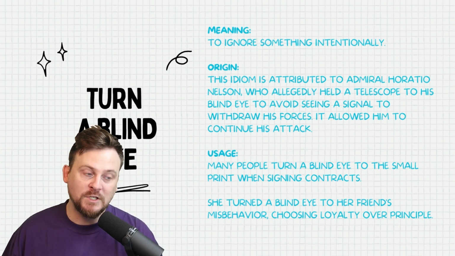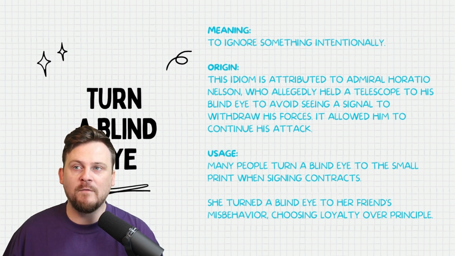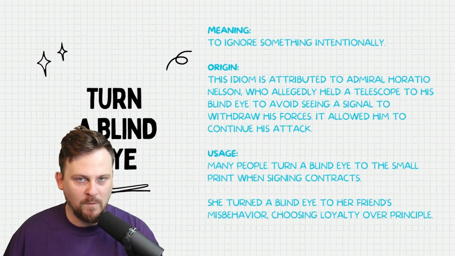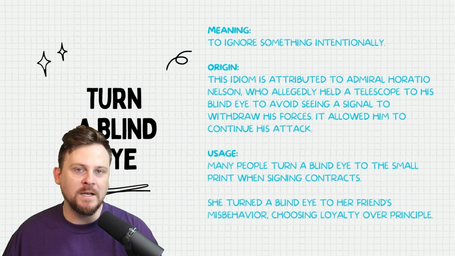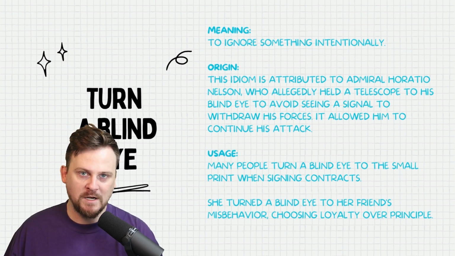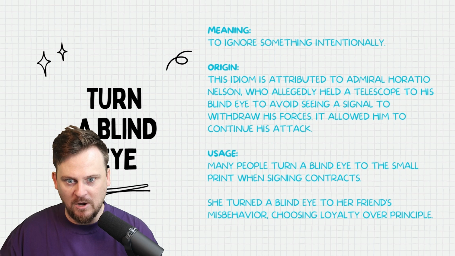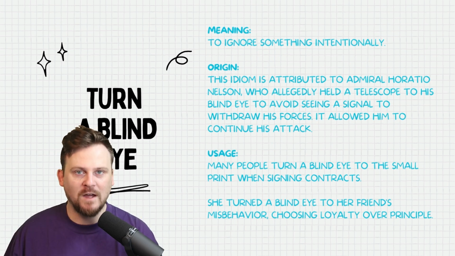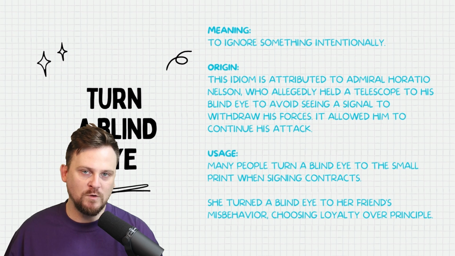This could be a situation where you have a close friend and you don't want to get them in trouble, and so you pretend you didn't see them do the bad thing because you don't want to see them get in trouble, right? Many people turn a blind eye to the small print when signing a contract. So I know there's some scary things in there, but I'm just going to go ahead and sign it because I need to get this stuff done, right? You could use it that way.